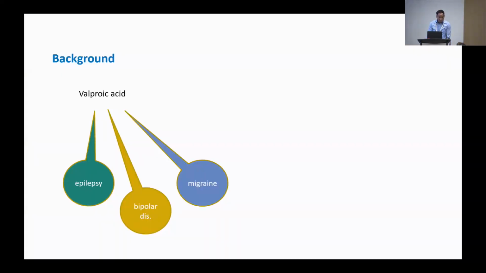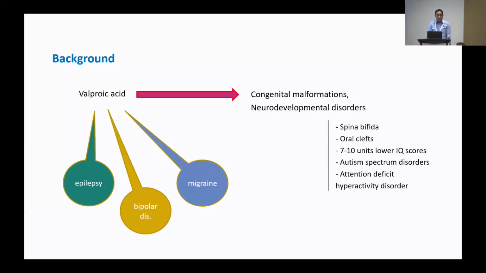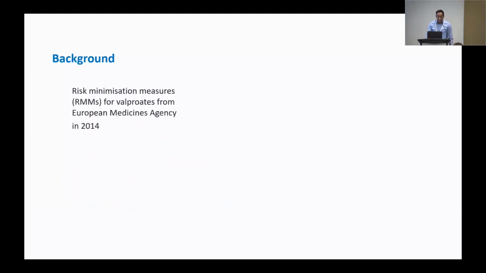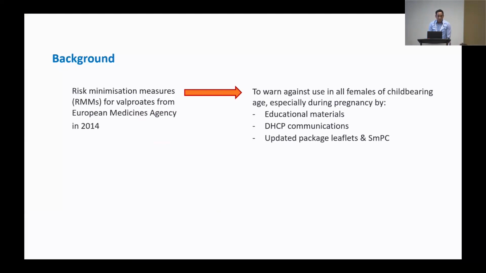Valproic acid or valproates has 3 indications: epilepsy, bipolar disease, and prophylaxis of migraine. But it is very well known for its teratogenicity, congenital malformations and neurodevelopmental disorders. Due to this teratogenicity, there were some risk minimization measures in place by the European Medicines Agency in 2014 in terms of educational material for doctors, patients, DHPC communication, and updating the package leaflets and SmPC.